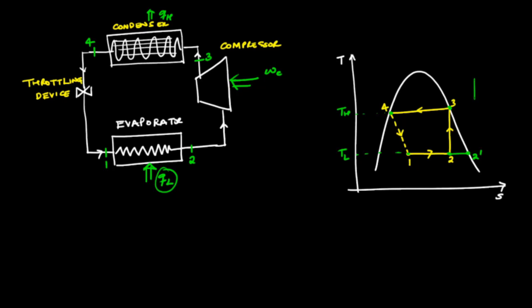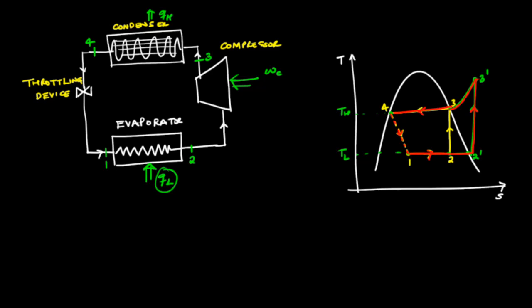Thereafter, compression takes place in a reversible adiabatic manner so that the entropy remains constant. Heat is rejected in the process going from state 3 prime to state 4. Therefore, in practice, the vapor compression refrigeration cycle looks like this in the red color.